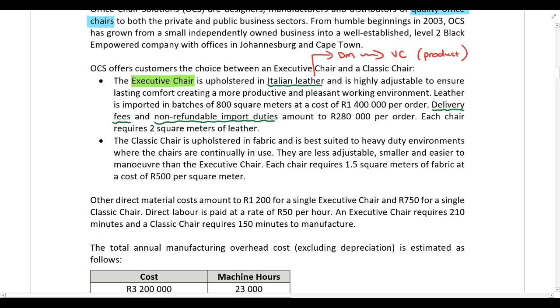Then we also have delivery fees and non-refundable import duties. And guys, in terms of IAS 2, this cost should be included in the value of inventory.